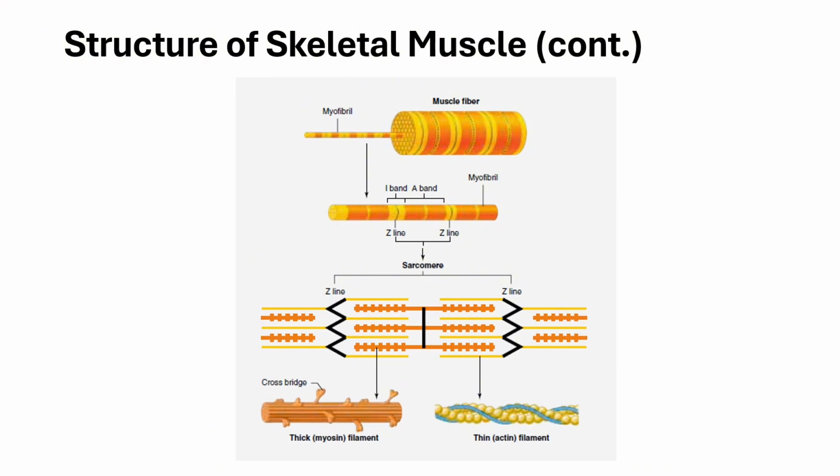So within the myofibrils, you can see the I band, A band, and the Z lines, which define the boundaries of each sarcomere. And the sarcomere is the smallest functional unit of the muscle. It is the location where the process of contraction occurs.